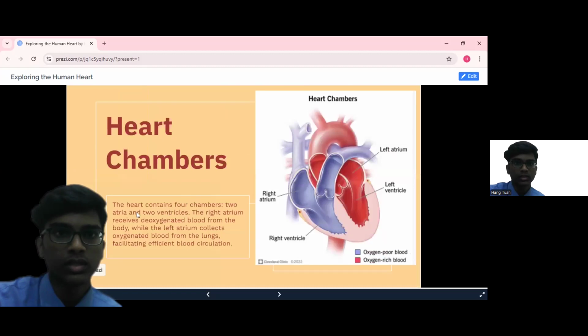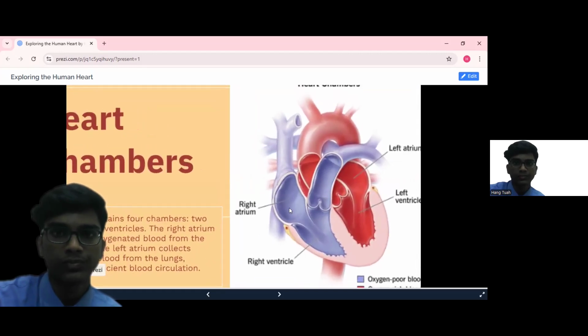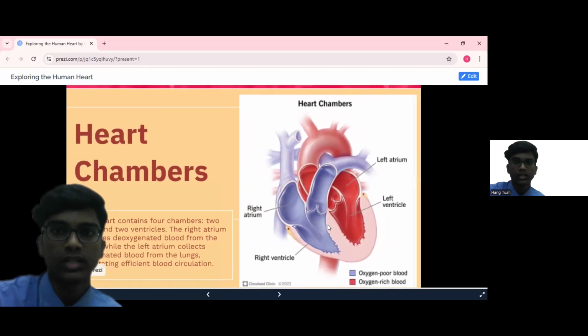The next, we will look at the heart chambers. The heart contains four chambers, which are the two atria and the two ventricles. The right atrium receives deoxygenated blood from the body, while the left atrium collects oxygenated blood from the lungs, facilitating efficient blood circulation. So as you can see in this picture, this is the right atrium, and below it you have the right ventricle, and you have the left atrium and also the left ventricle.